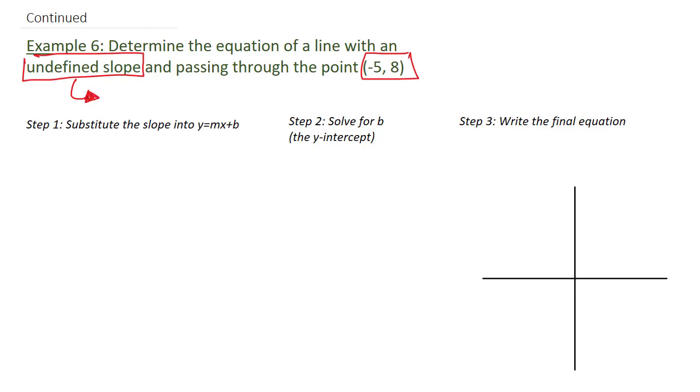When you have a slope of 0 or an undefined slope, those are the two weirdos. Slope of 0 is horizontal. Undefined slope tells us it's a vertical line. Okay? Now, we can't use the usual rules. We can't do step 1, step 2, step 3 here. We can't do step 1.